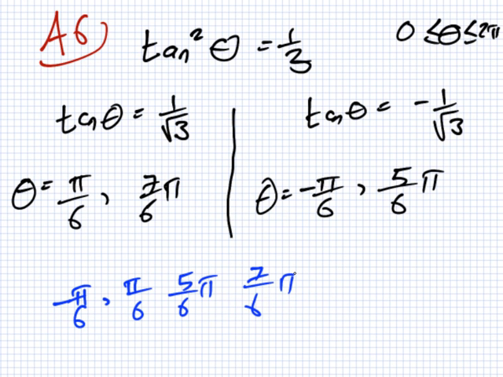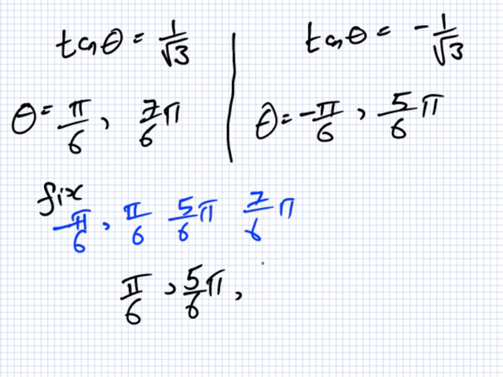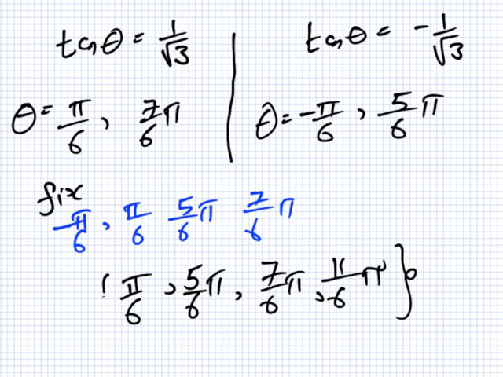One of these answers needs to be fixed. Which one? First one. How do you fix it? You add 2 pi, so we need to fix this one. So our answers are pi over 6, 5 over 6 pi, 7 over 6 pi, and 11 over 6 pi. So there's our four answers.